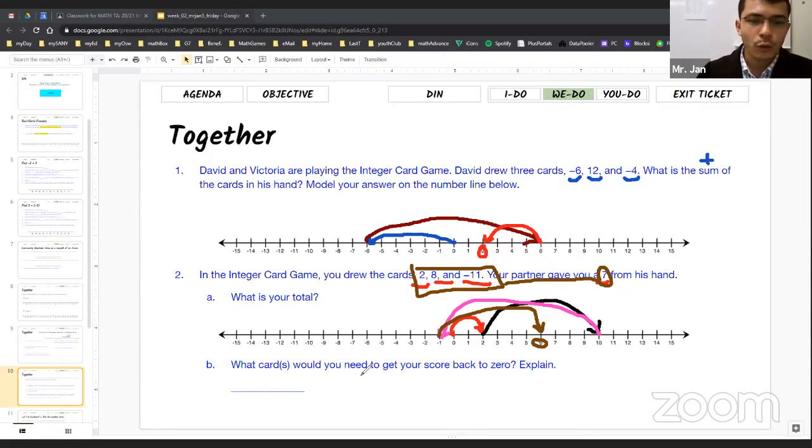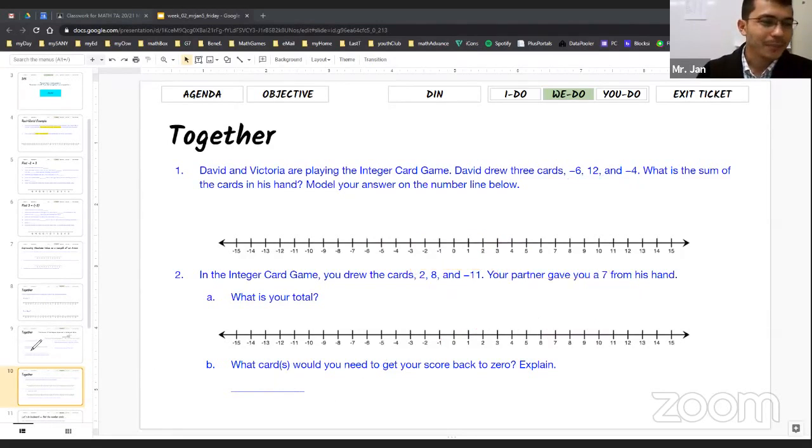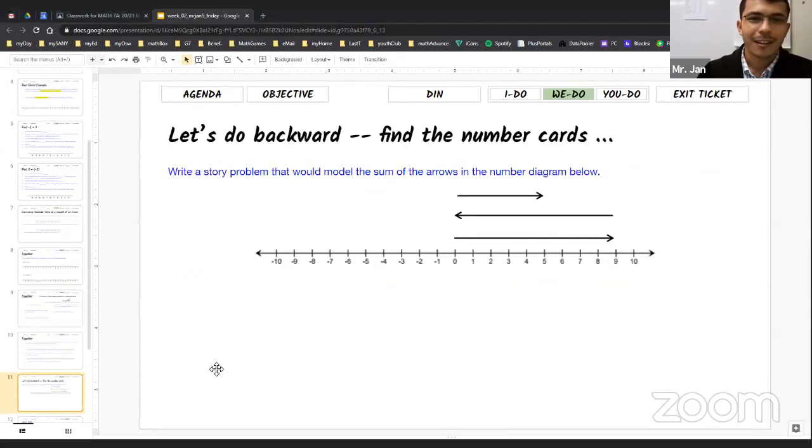So what card would you need to get your score back to 0? Okay, your result is 6, Jonathan. What do you need to get 0? Yes, -6. Perfect. Okay, you got it, guys. I'm so glad. Okay, so this is the last one. Who wants to be volunteer other than Jonathan this time?